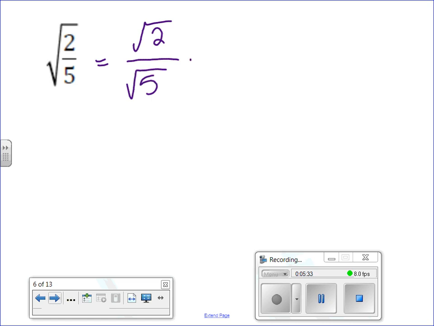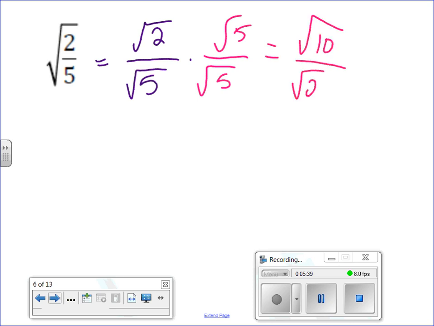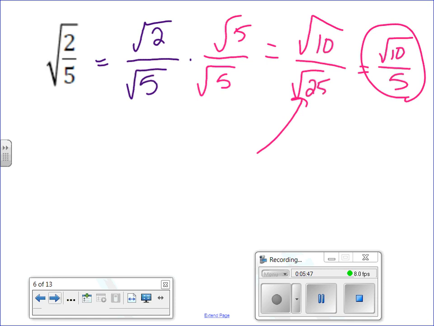All right, you're back and ready to check. We're going to do a radical 5 on top and bottom, making it a radical 10 on the top and a radical 25 on bottom. Our final answer is radical 10 over 5. Now, if you can skip that step and you realize the answer is just going to be a 5, you don't have to actually write that radical 25 step. That would be fine with me.